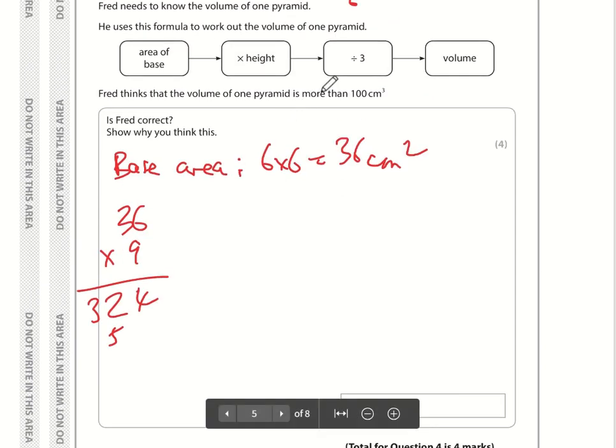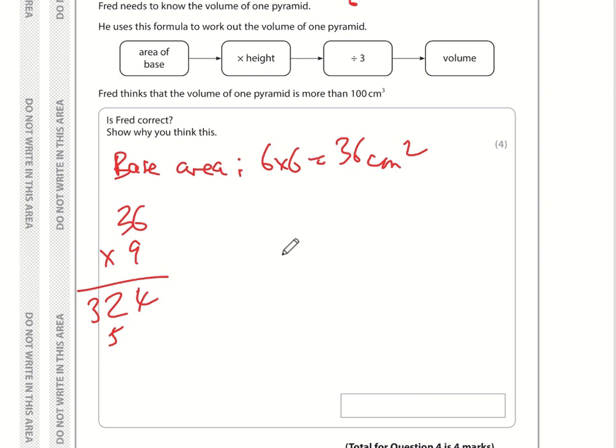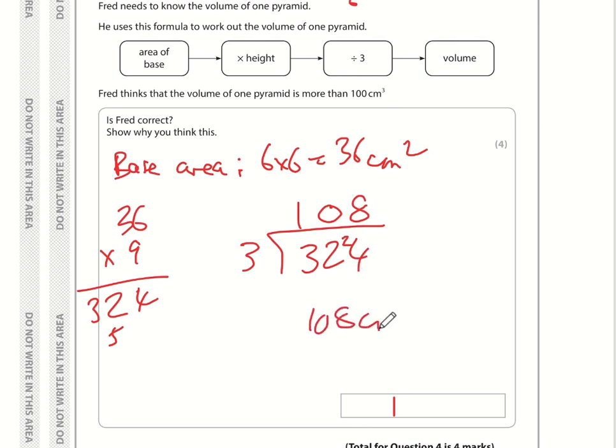So, and now we need to divide that by 3. So what is 324 divided by 3? 3 divided by 3 is 1, 2 divided by 3 can't be done, so put in a 0, slide the 2 across. 24 divided by 3 is 8. So the answer is 108 cubic centimetres.